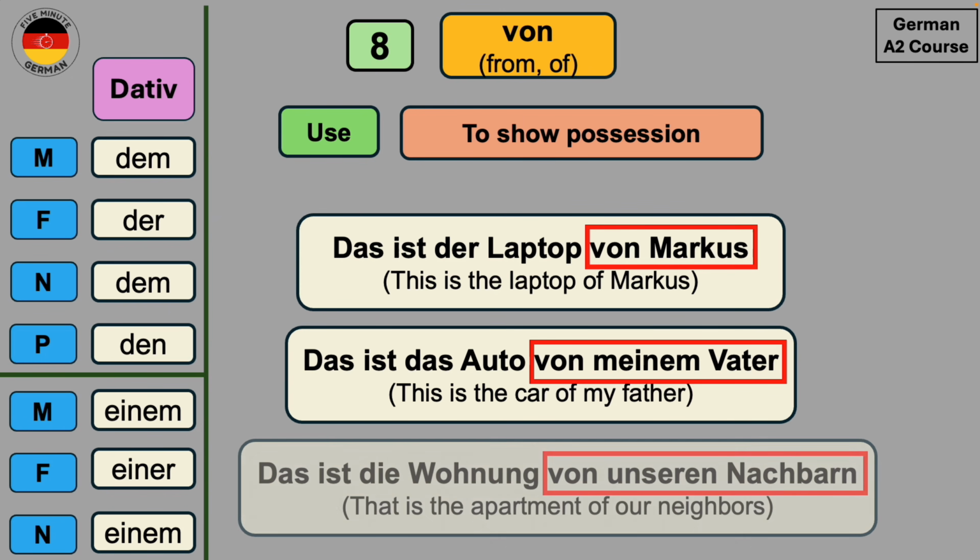Let's take one more example. Das ist die Wohnung von unseren Nachbarn. That is the apartment of our neighbors. So you see how von is used to show possession of things.